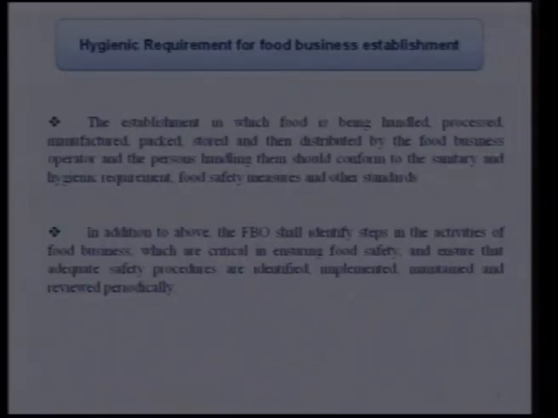The establishment where food is being handled, processed, manufactured, packed, stored and then distributed by the food business operator, and the persons handling them, should conform to the sanitary and hygienic requirements, food safety measures and other standards as laid down in the regulations. In addition to the above, the food business operator shall identify steps in the activities of the food business which are critical in ensuring food safety, and ensure that adequate safety procedures are identified, implemented, maintained and reviewed periodically.